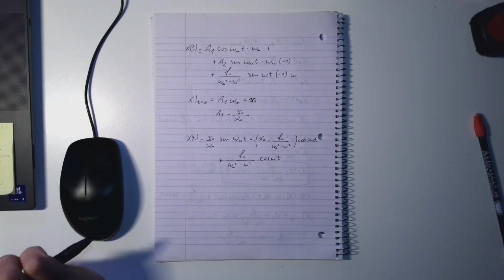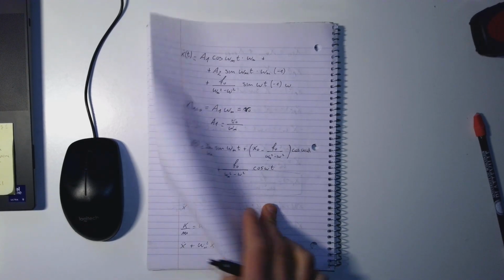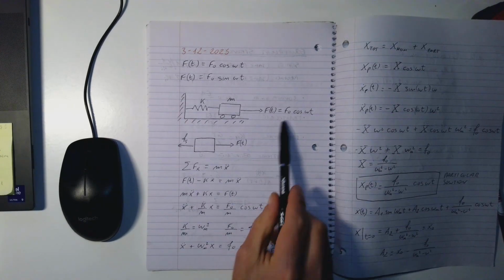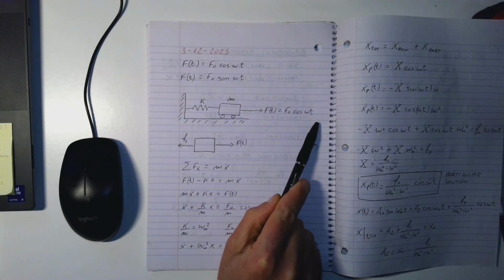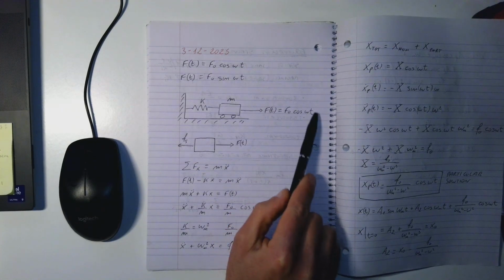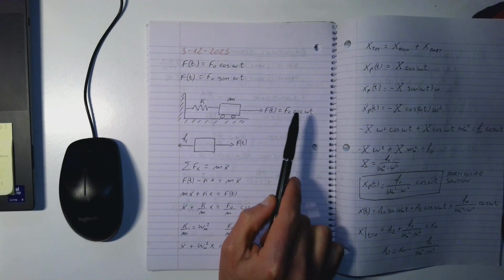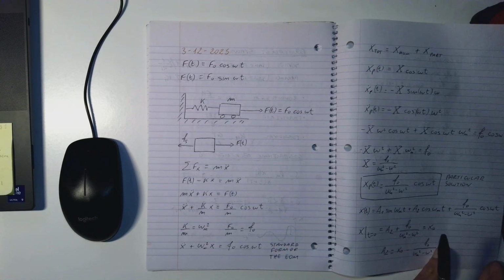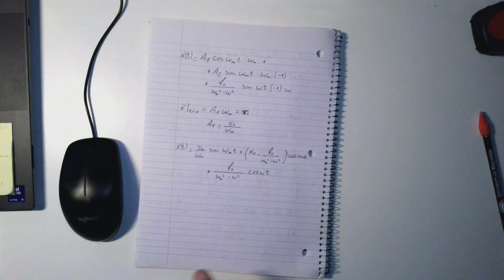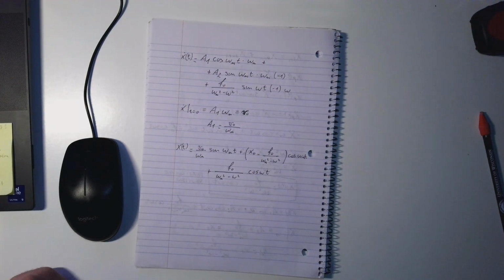Please keep in mind that this solution here is valid only when the external force is F0 cosine of omega t. If we change this even slightly, the solution will be different. Make sense? Any question about this?